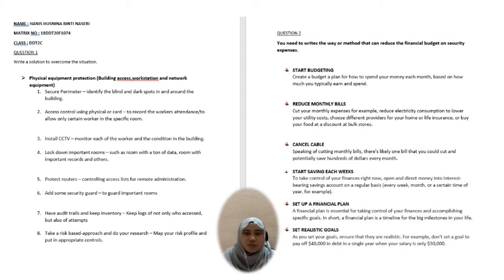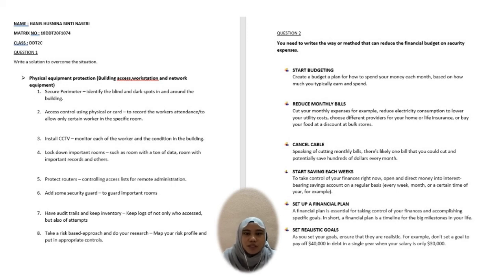Number 2, reduce monthly bills. Cut your monthly expenses, for example, reduce electricity consumption to lower your utility costs. Choose a different provider for your home or life insurance, or buy your food at a discount store. Number 3 is cancel cable. Speaking of cutting monthly bills, there is likely one bill that you could cut and potentially save hundreds of dollars every month, because nowadays the price of cable is increasing.